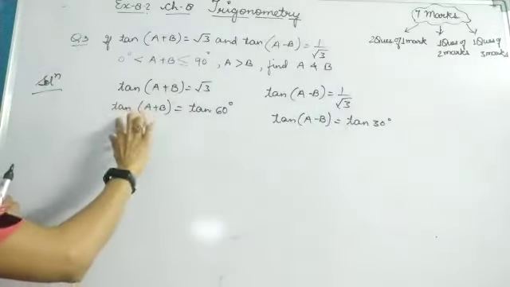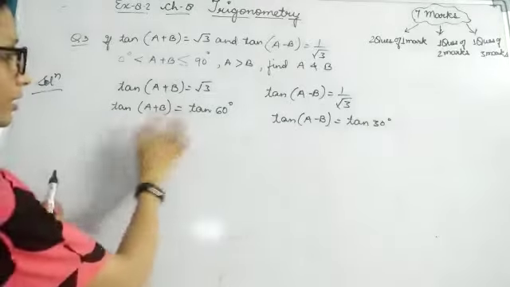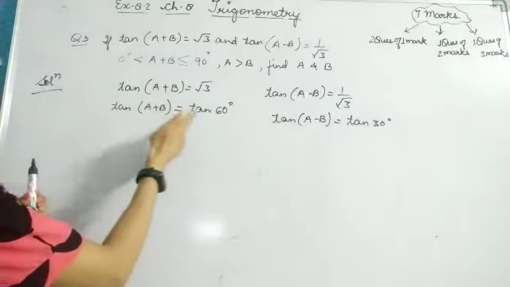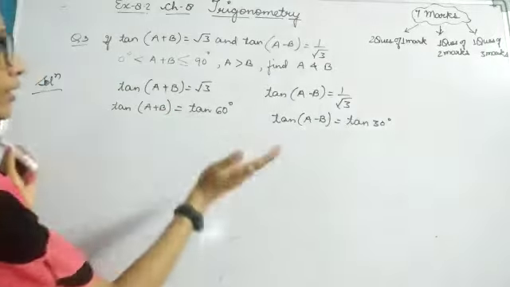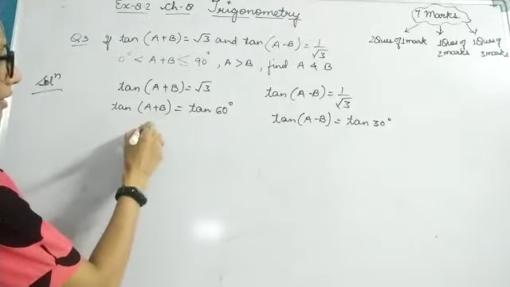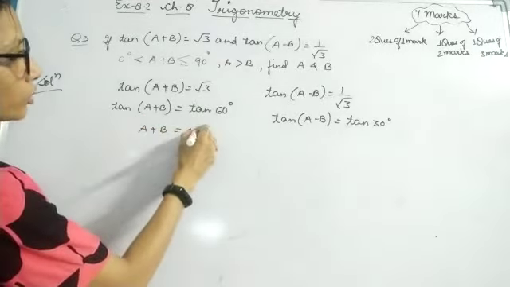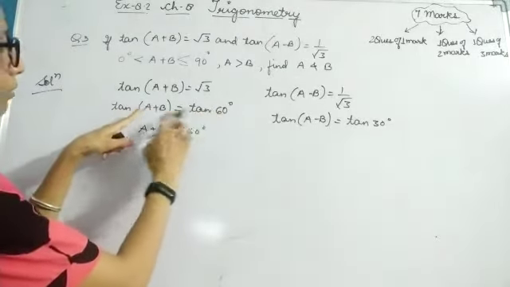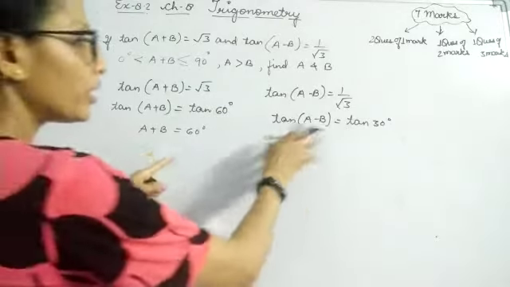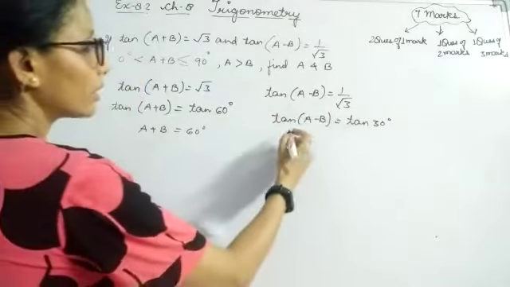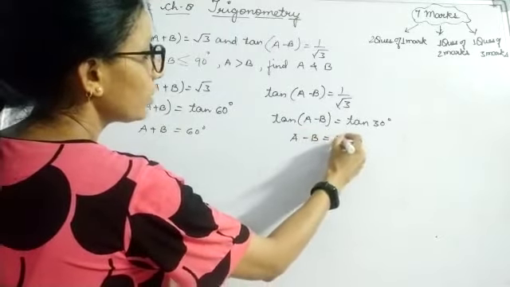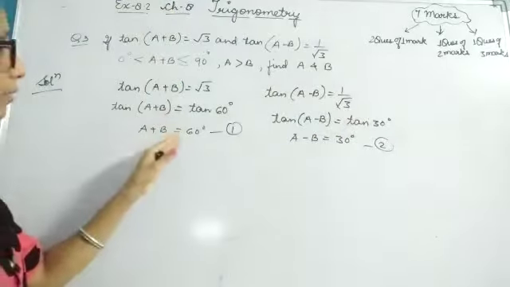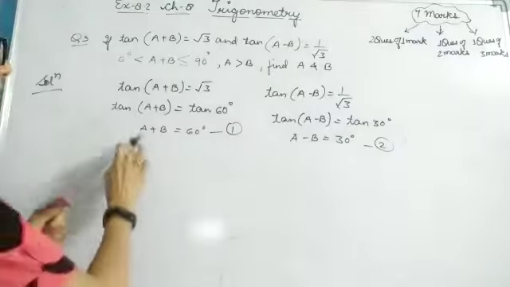Now children, you see both of your sides have become tan. When these are in the same trigonometric ratio, this tan and this tan get self-adjusted and are removed. So I will be left with just a plus b equal to 60 degrees. Here also, tan and tan will be removed and I get a minus b equal to 30 degrees. So this is my equation 1 and this is my equation 2, and I have both equations in two variables, a and b.